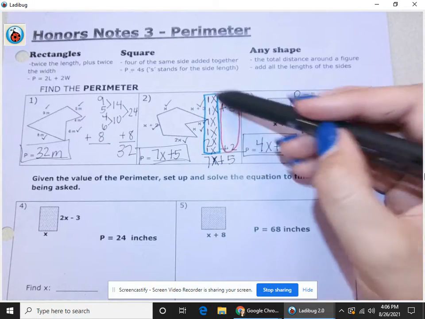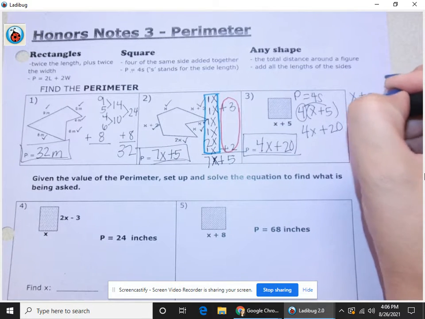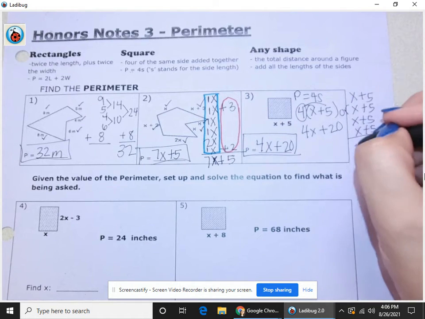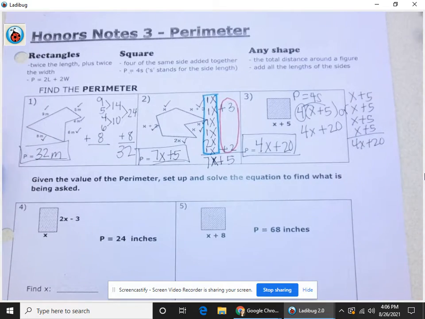Again, you can do the same process of saying x plus 5, x plus 5, x plus 5, and x plus 5 to get 4x plus 20. It'll get you the same answer. It doesn't matter which way you do it. I don't care which way you do it. But just know there are 2 different ways.